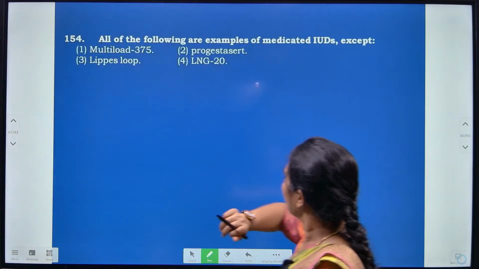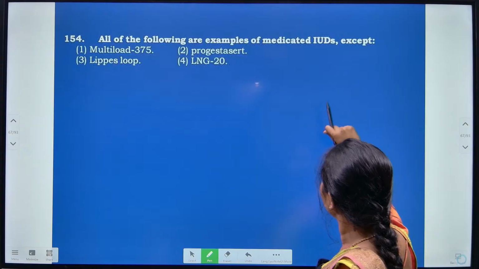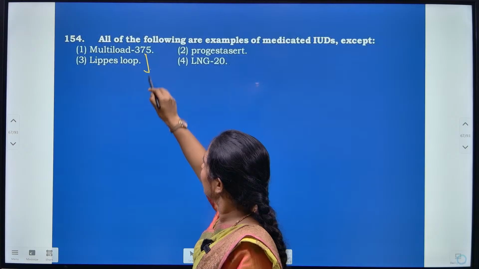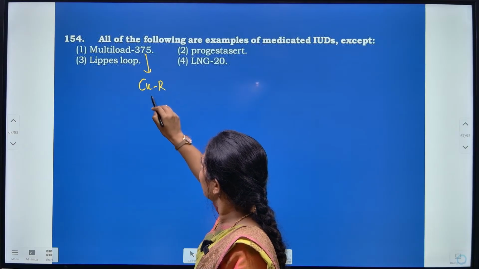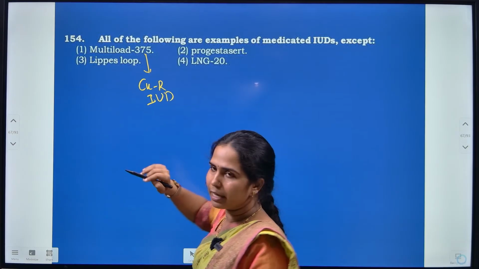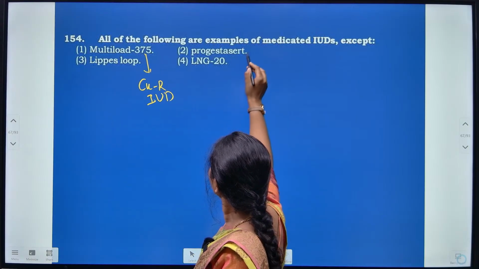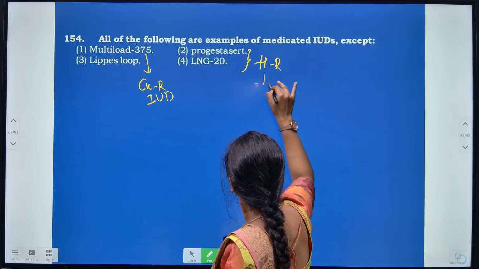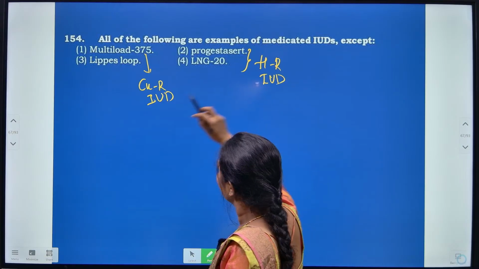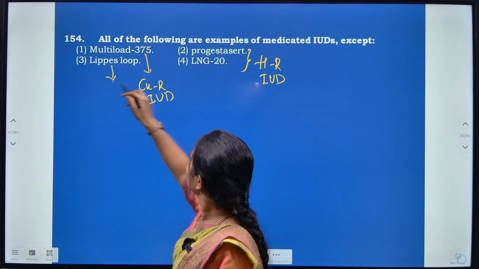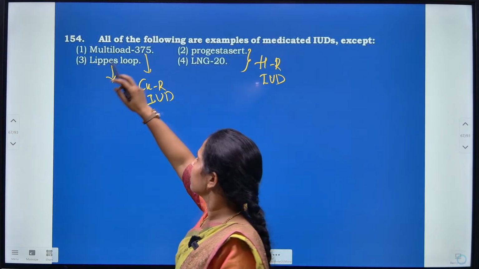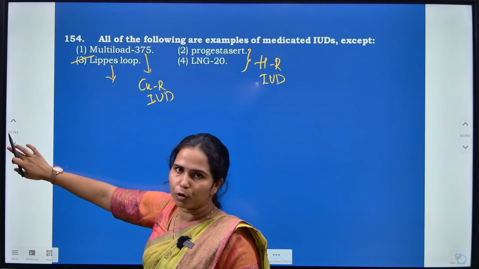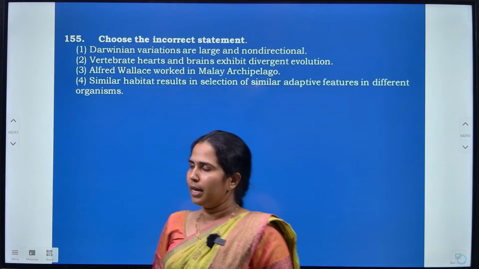Yes, all of the following are examples of medicated IUDs except. So you know that Multiload 375 is an example of copper releasing IUD here. So it is an intrauterine device. Progestasert and LNG-20, they are the hormone releasing IUDs here. Lippes Loop itself is a non-medicated IUD, and the remaining 3 are the medicated IUDs here. So option 3 will be the right answer for the particular question above, right?